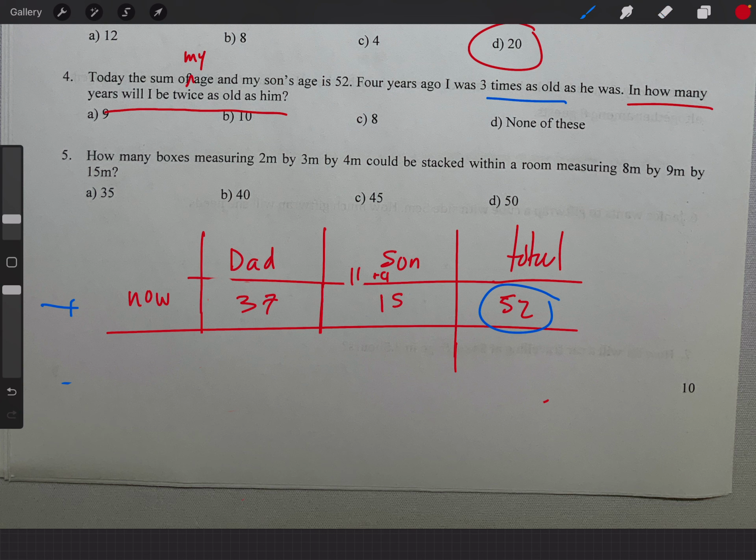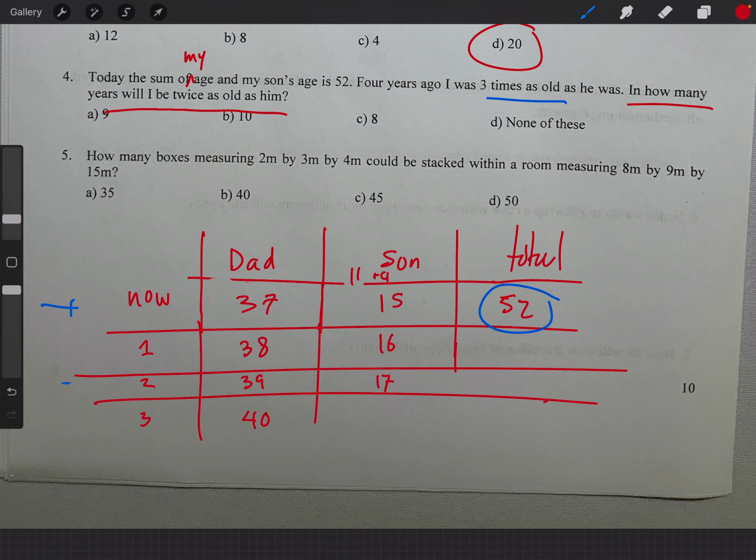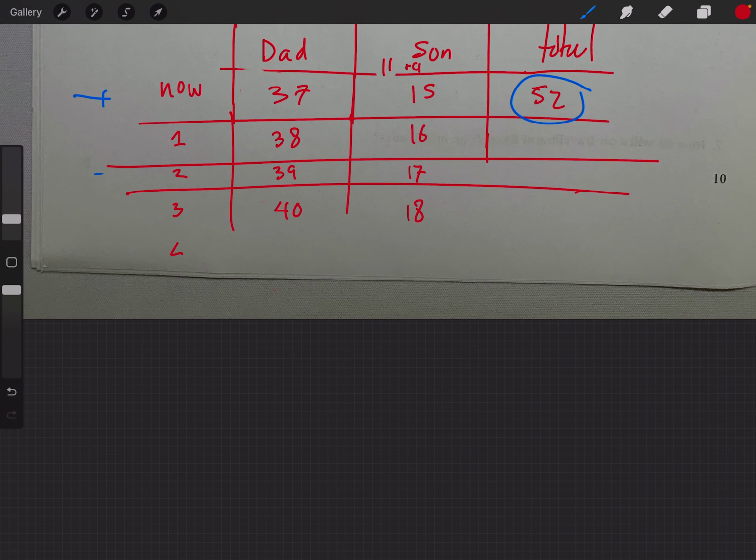So this is now, so 1 year later, 2 years later, 3 years later. Let's check it out. 1 year later, your dad's going to be 38, son's going to be 16. Is 38 double 16? No, it's not. 2 years later, this will be 39 and this will be 17. Nope. How about 3 years later? This will be 40 and this will be 18. Double 18 is 36? Nope. Okay, it's 4 years later.